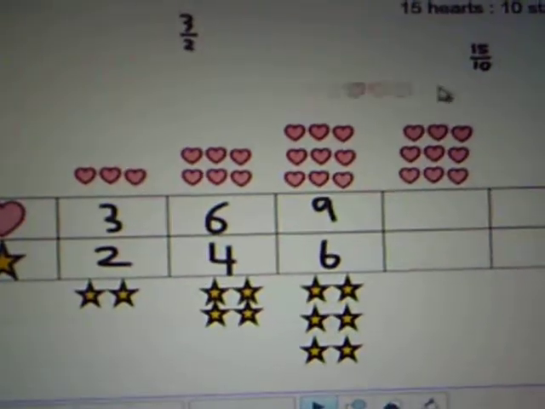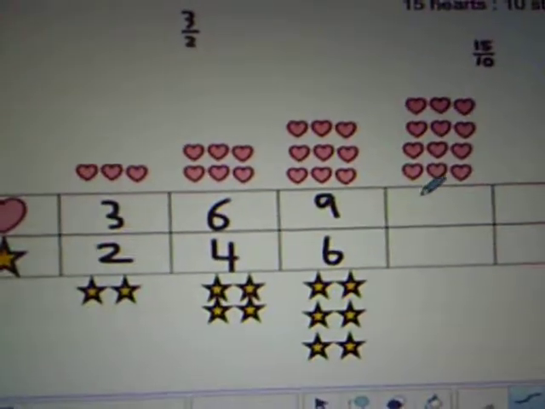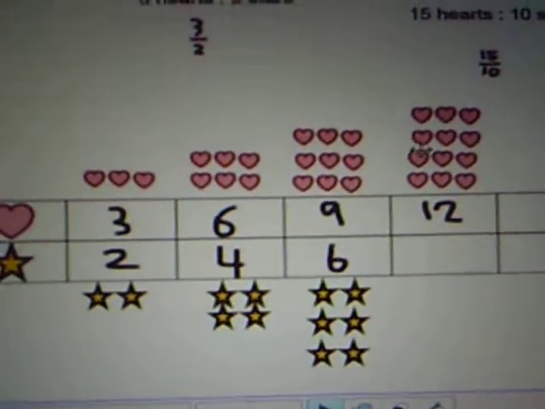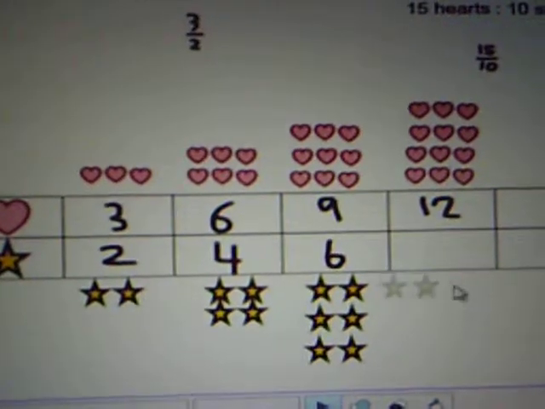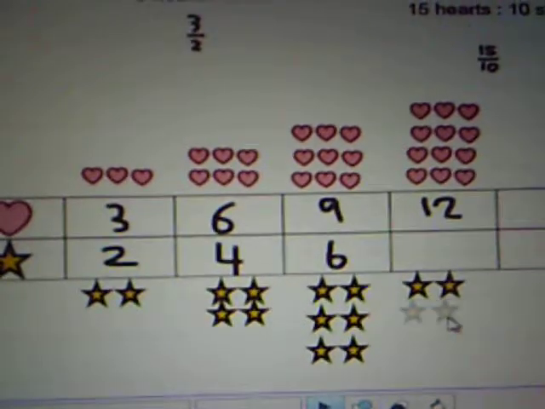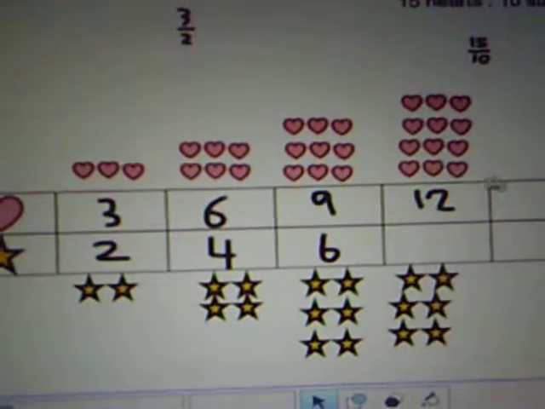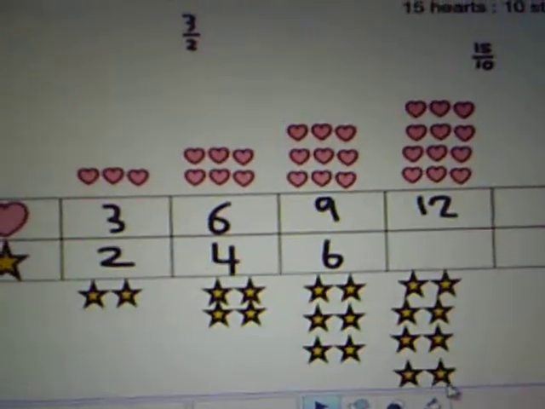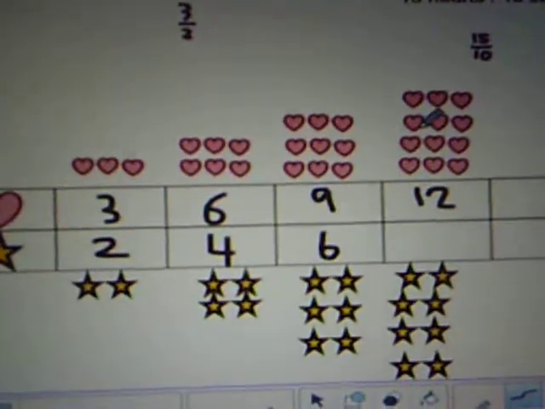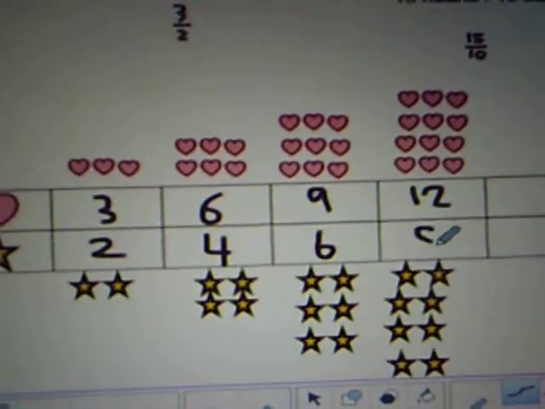Let's add another set of 3 hearts, which means now we have 12 hearts. Each set of 3 must get 2 stars in order to keep the ratios equal. So, when we have 12 hearts, we have 2, 4, 6, 8 stars.